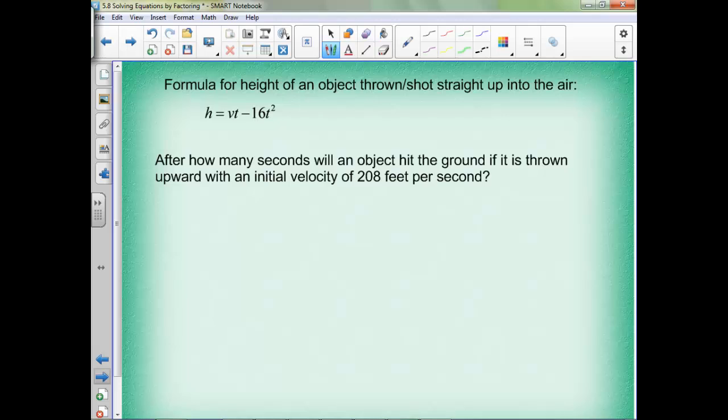Alright, now this one's a little bit different. So we have the formula for a height of object that's thrown or shot up into the air. And we want to know if there's an initial velocity of 208 feet per second, when will the object hit the ground? So first off, instead of a v, we can have our 208.